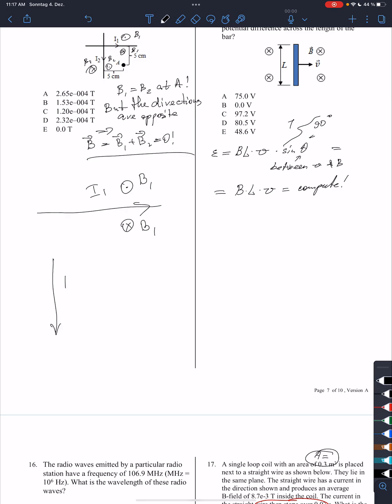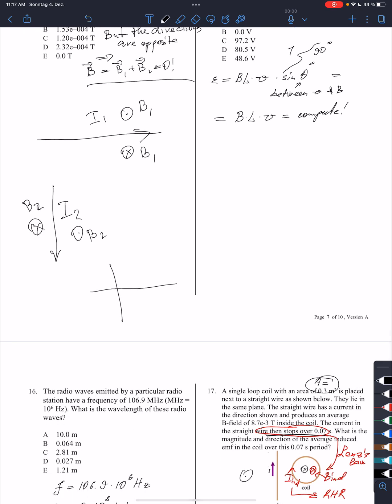Now what about the current I2? Again, we consider it in separation from the rest of the wires. Again, use the right-hand rule. Here it will go in, B2, here it will go out, B2. Now let's join these two pictures together and just redraw what we learned. So B2 at this point is pointing out, and B1 here is pointing in.